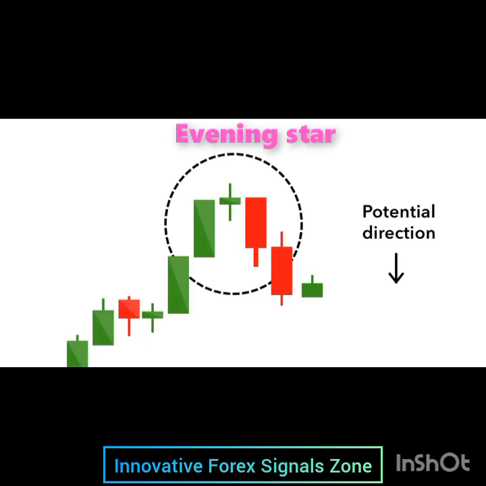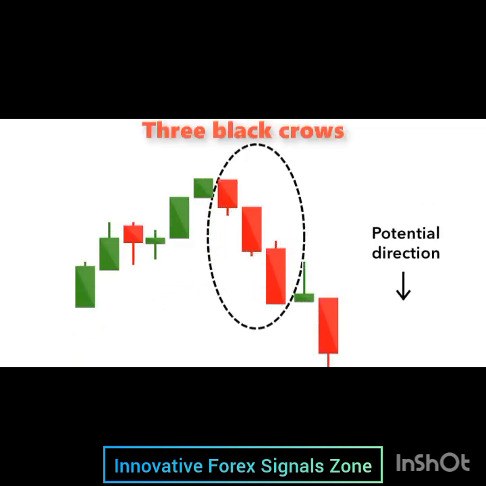It is formed of a short candle sandwiched between a long green candle and a large red candlestick. It indicates the reversal of an uptrend, and is particularly strong when the third candlestick erases the gains of the first candle. 3 Black Crows.